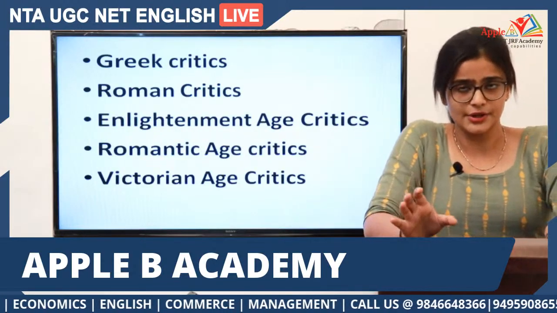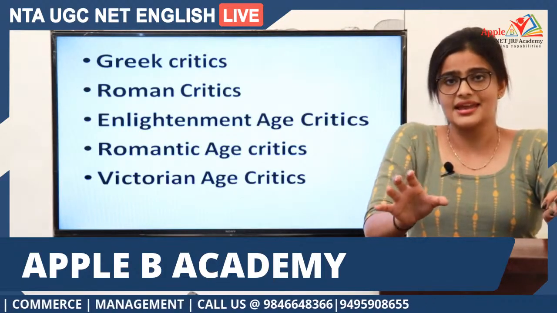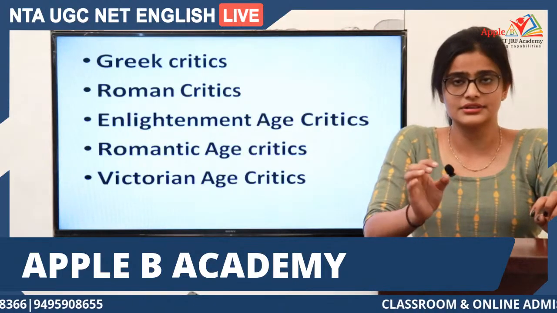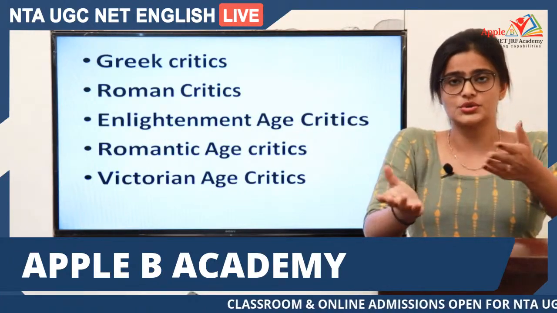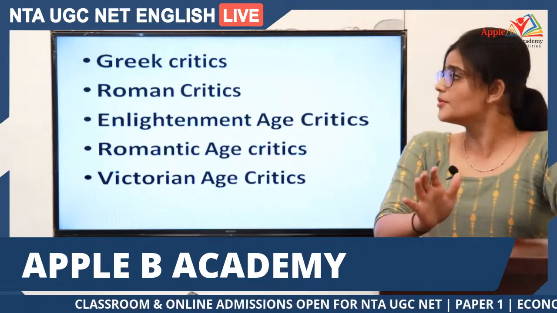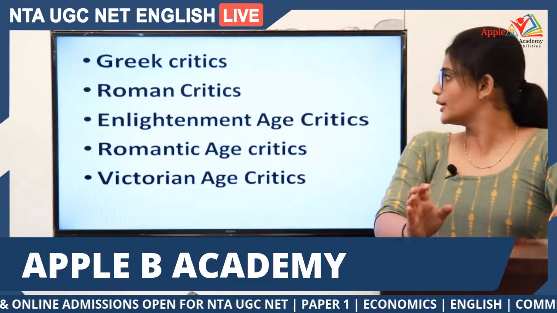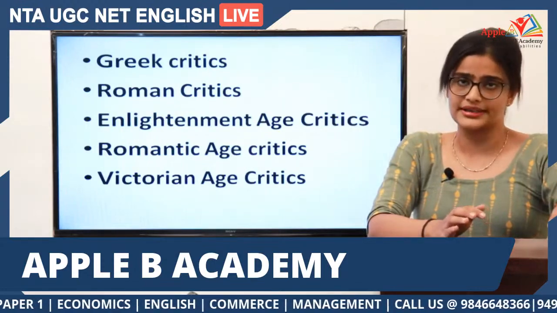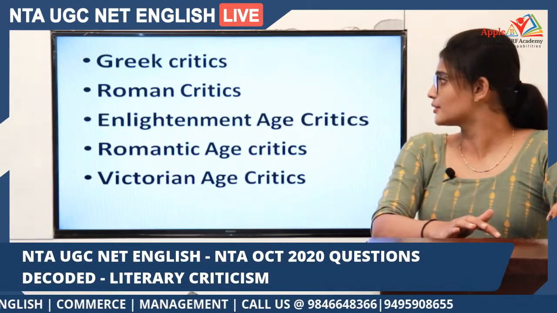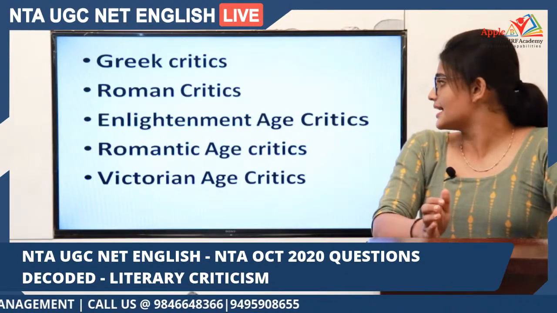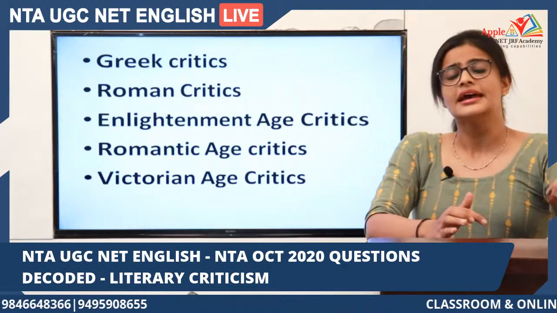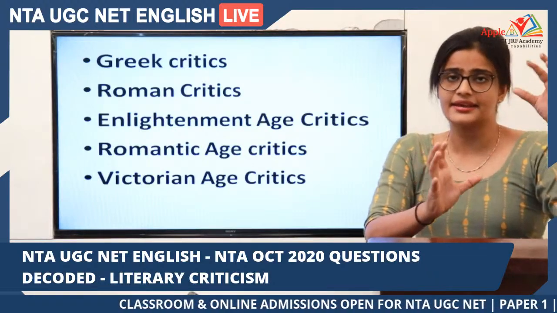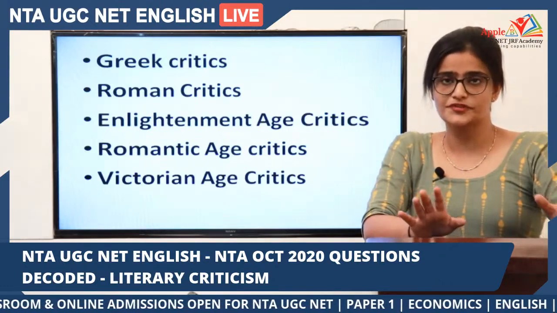And when I say literary criticism or literary critics, these are the areas that we are supposed to cover. I will also be giving you a detailed study, and we will go deep into the important writers of each and every period. But remember, literary criticism involves Greek critics, Roman critics, Enlightenment age critics, Romantic age critics, and Victorian age critics. We will be discussing the important writers that belong to each of the groups. But remember, these are the areas that you have to cover. And now let us move to the first question.